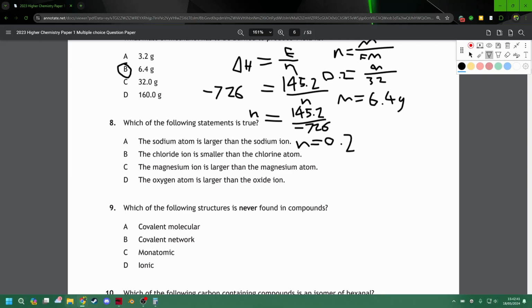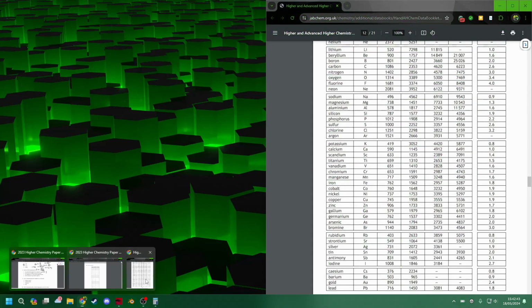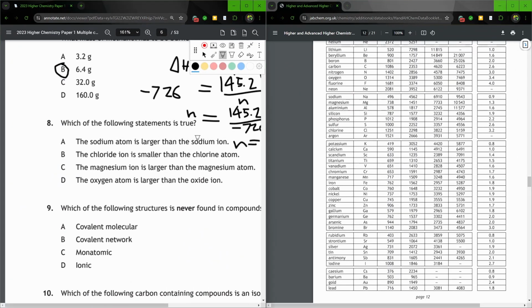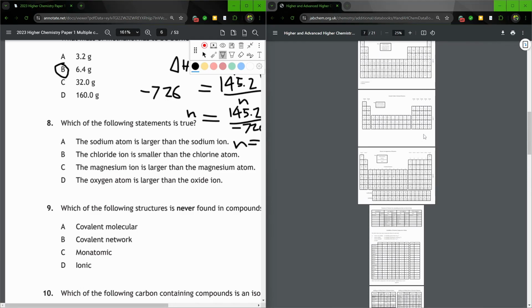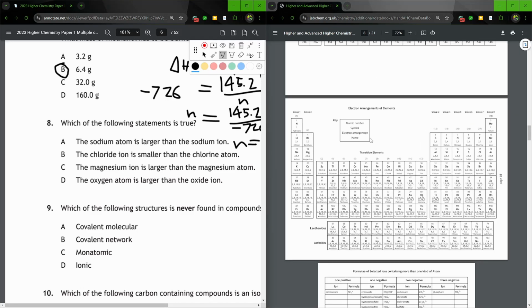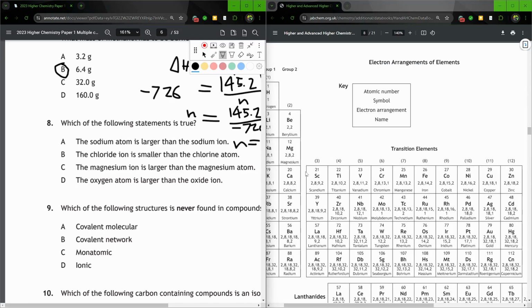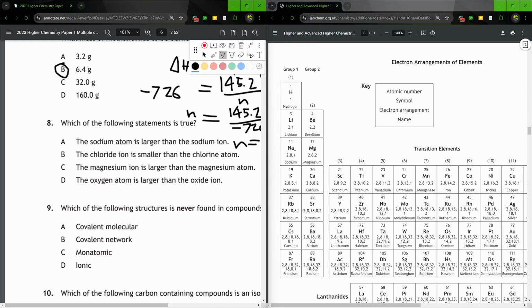Where I'll do this is I'm going to go find where I put my data booklet. Here we are. Snap it to the side again. So, what we can do here is go over to the periodic table, and this will show us all our different electron arrangements. So the sodium atom is larger than the sodium ion. Let's go and check that first. The sodium atom is 2,8,1, but if it was ionized, it would go to 2,8. So it would have one less electron shell and should be smaller. So A is looking likely, but let's check the other ones.